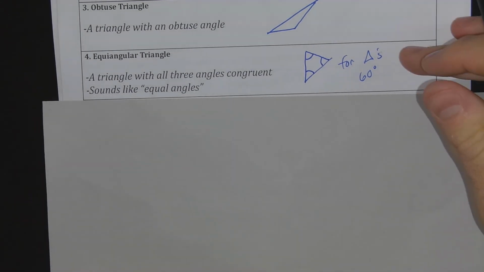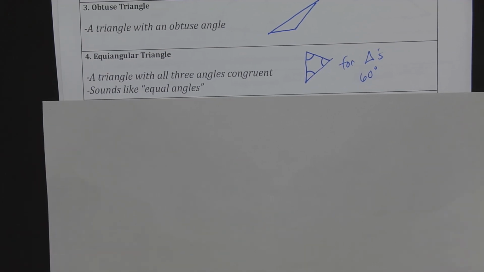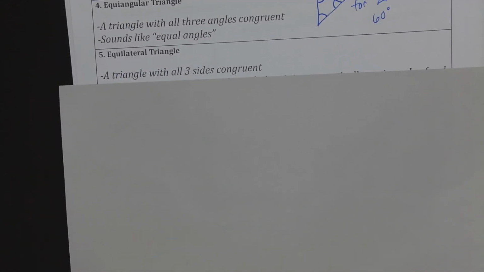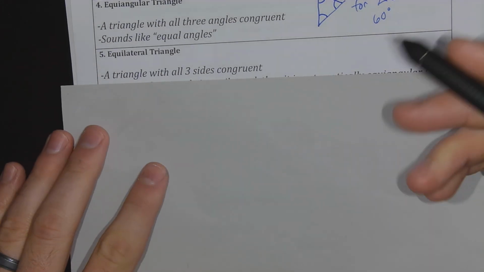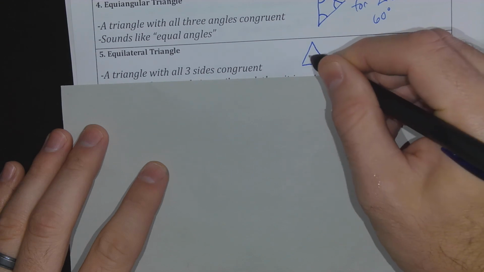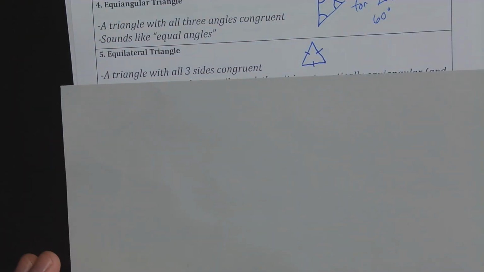All right, so those first 4 are going to be classifying a triangle by its angles. The next 3 are going to be classifying a triangle by its side lengths. An equilateral triangle is a triangle with all 3 sides congruent or equal in length. So if I were to draw a triangle, try to draw all sides the same, each side has 1 tick mark. That indicates that each side has the exact same length.